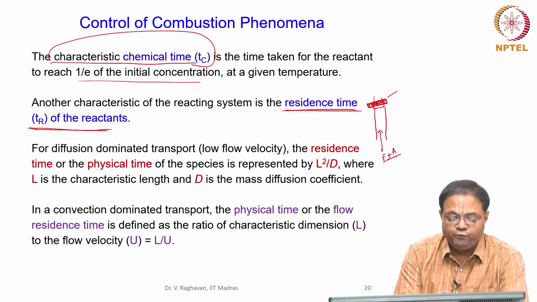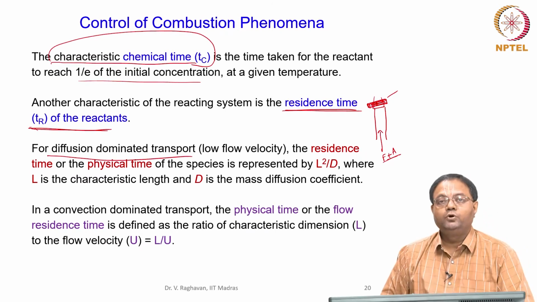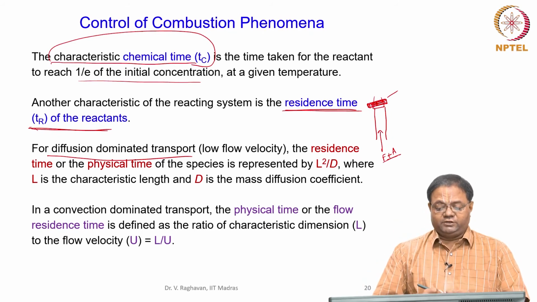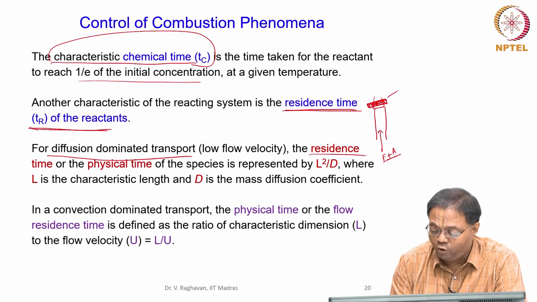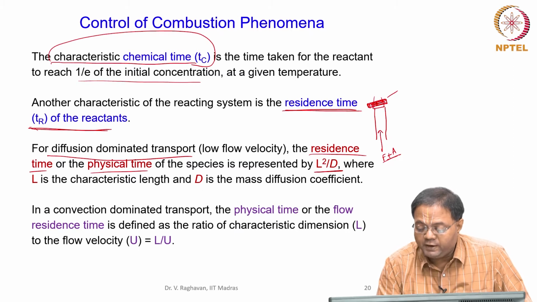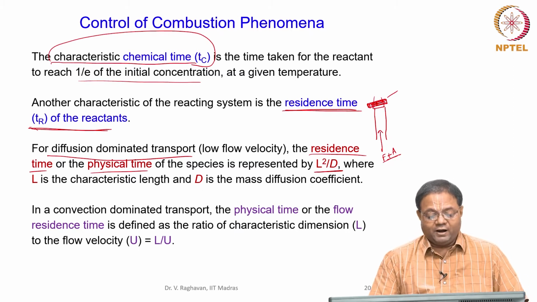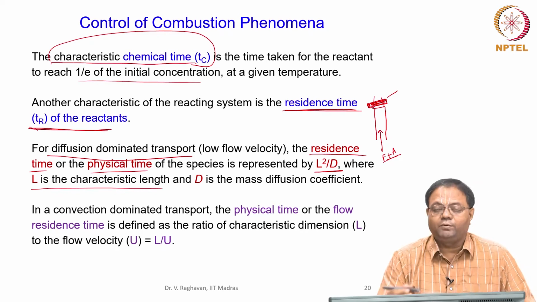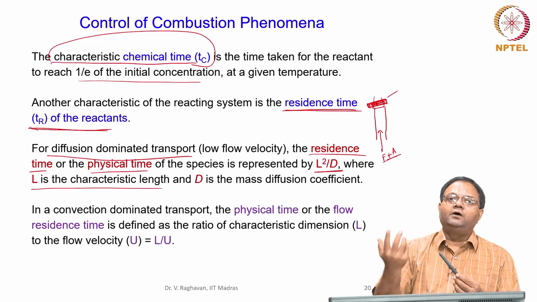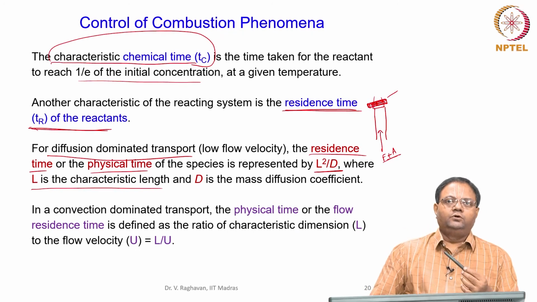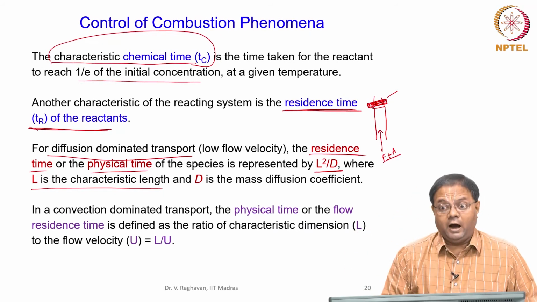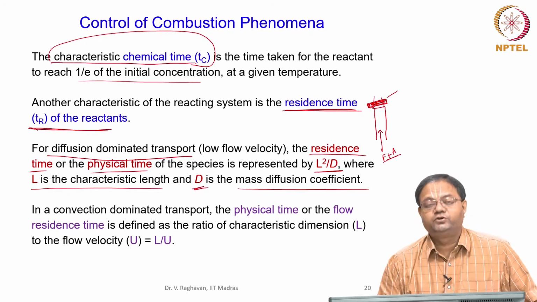Let us take diffusion dominated transport, with very low flow velocities, so diffusion will dominate the flow. In such a case, the residence time, which is also called the physical time, is defined as L square by D, where L is the characteristic length. As I told you, some length you have to take. For example, in the case of a Bunsen burner, it may be the diameter of the tube or the height of the flame; that can be a length scale. And D is the mass diffusion coefficient.